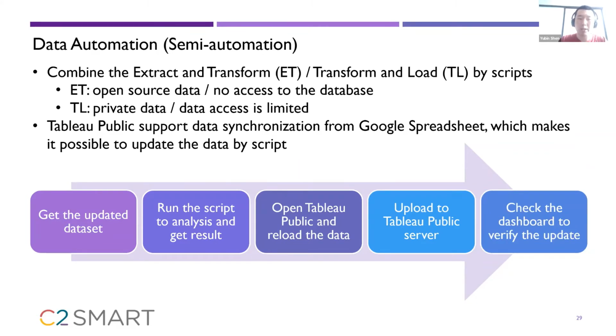In the semi-automation, we do the ET or the TL by scripts. The ET means we extract and transform the data by the script. This kind of method applies to data which is open source data. So we can extract the data by the script, and then we do the analysis. And then after the analysis, if the user does not have access to the database or to the repository, we can manually upload the data for them.